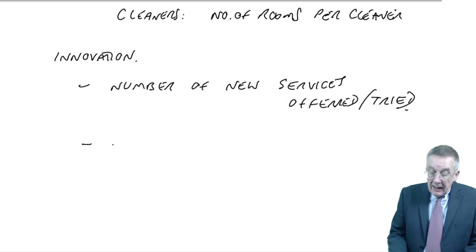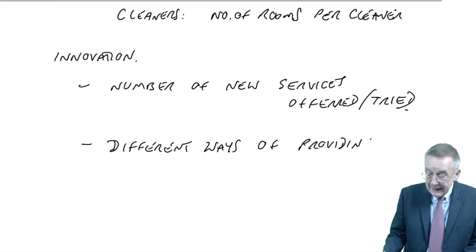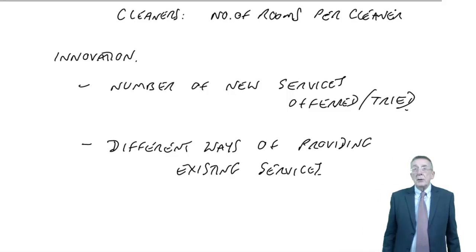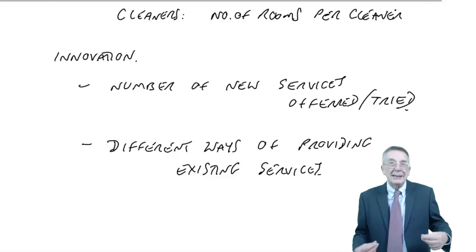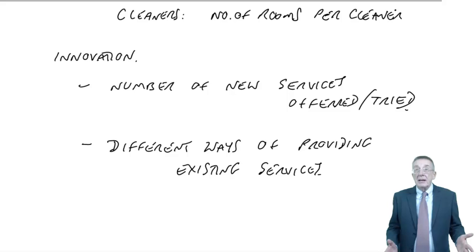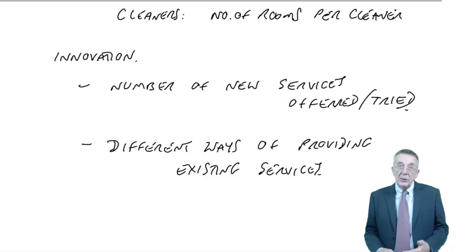Or the other one is different ways of providing existing services. You know, maybe a hotel installs a new computer system, which will help us allocate rooms faster, check people in faster. We already check them in, but if our new computer system helps us check them in more quickly, and if customers like that, then it's a way of improving.